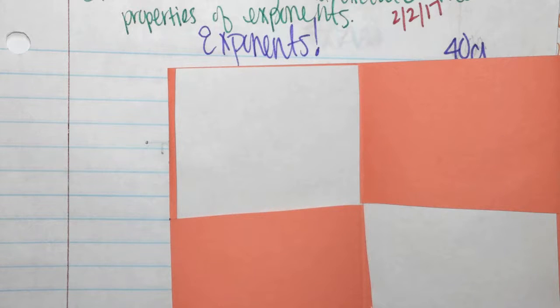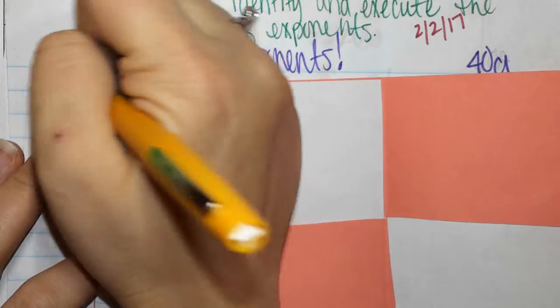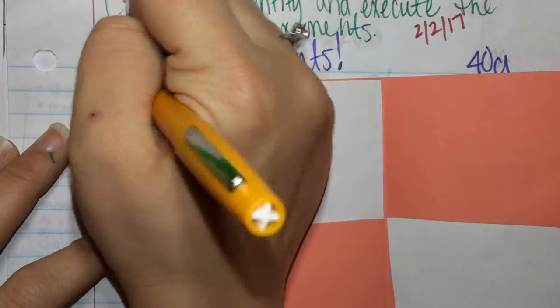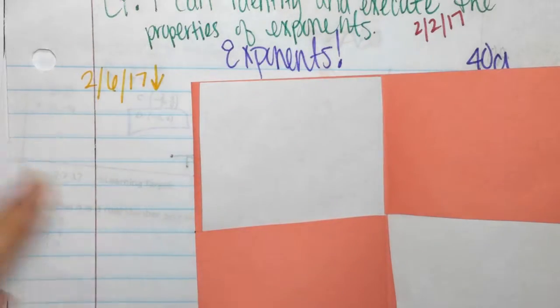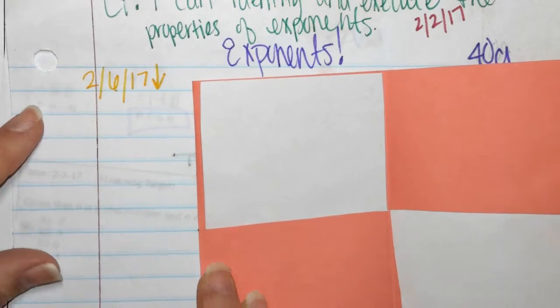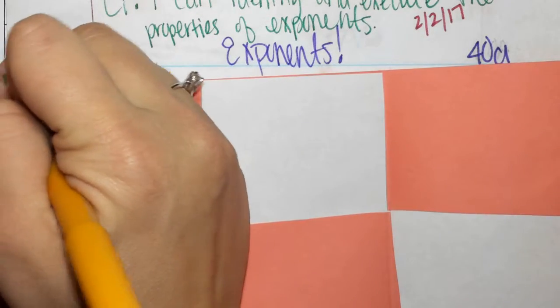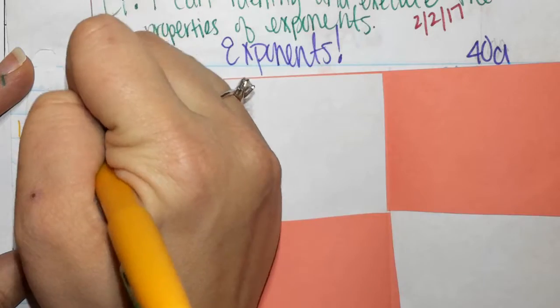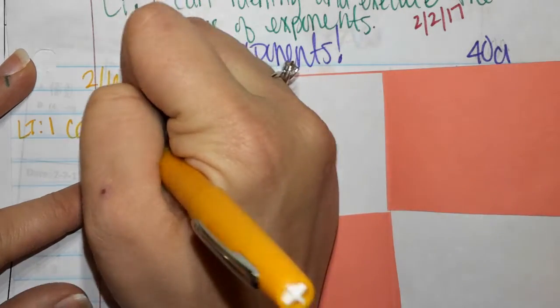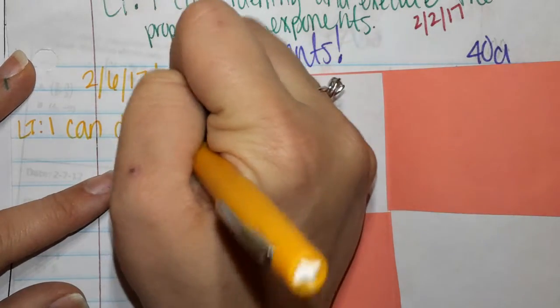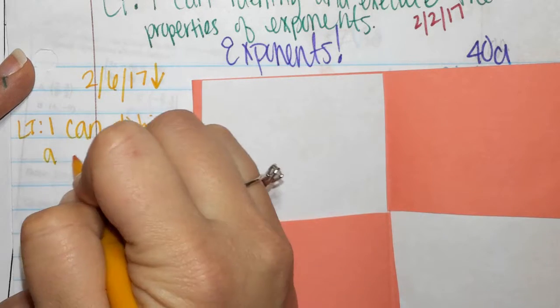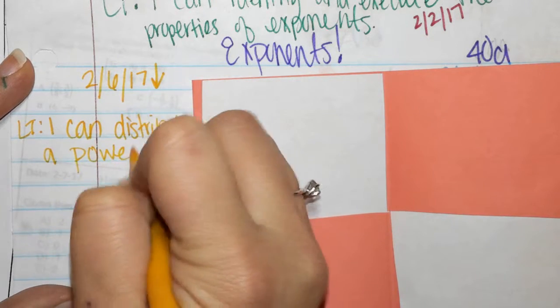Alright, so today we have 2 learning targets that we're going to cover. I want you to write, and we're going to put the date at the top. This is 2/6/17. These are our learning targets for today. The first one says, I can distribute a power.